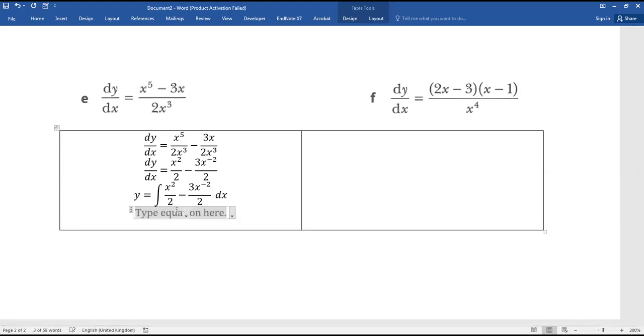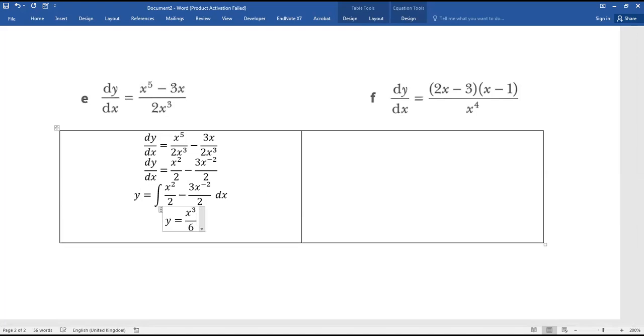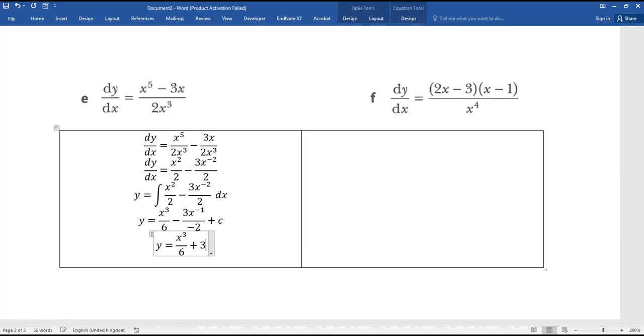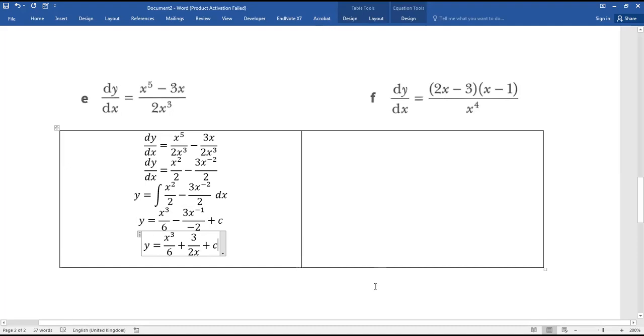The notations are also something that is new to you. So this is x cube upon, again, same thing. When you divide by 3, you get 6. And then minus 3x to the power negative 1. When you divide by negative 1, this becomes negative 2, and then plus c. So y becomes x cube upon 6 plus 3 over 2x, and then plus c. Is this clear? Yes, sir. I'll just share the last two parts as well.